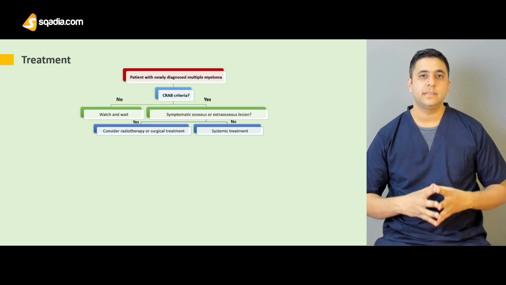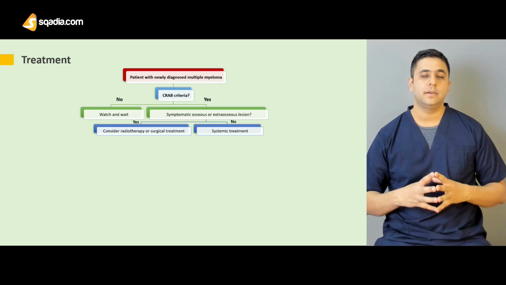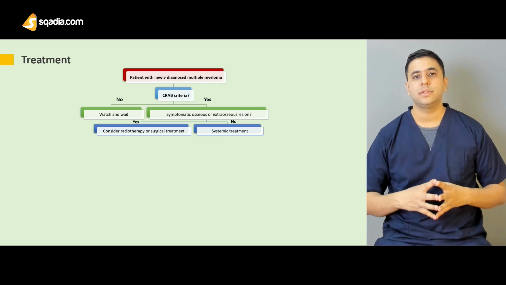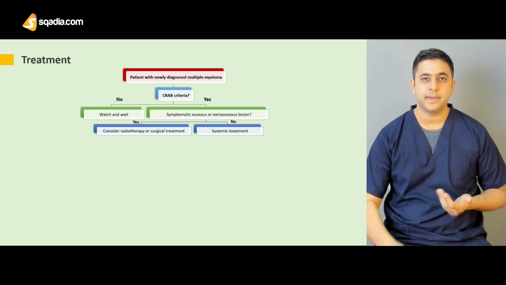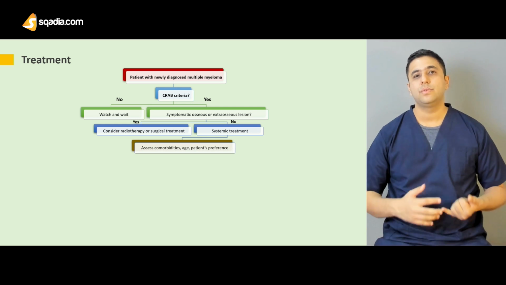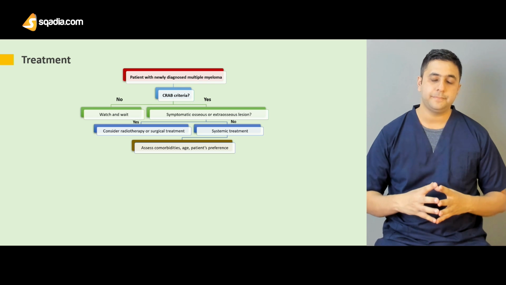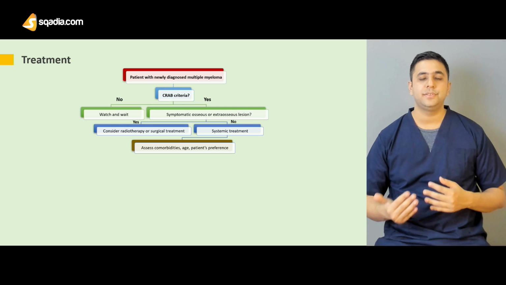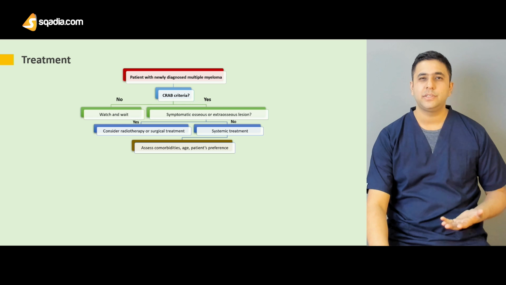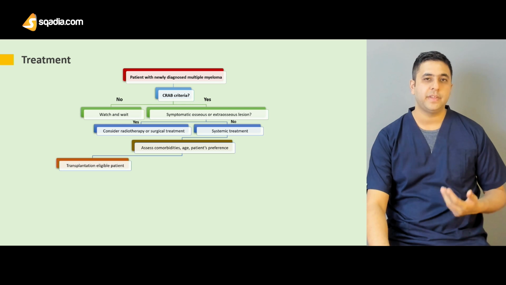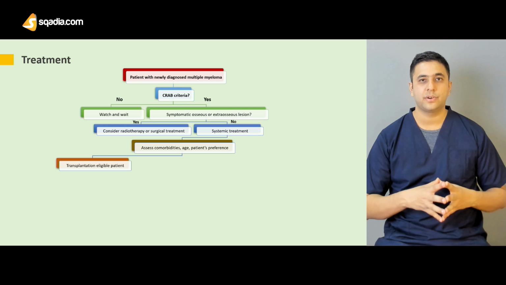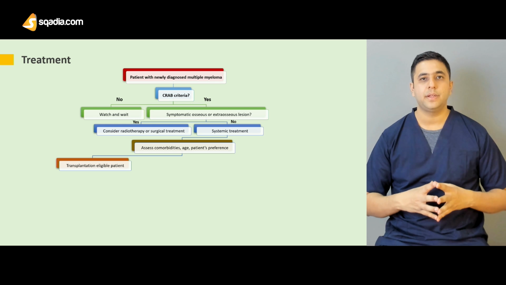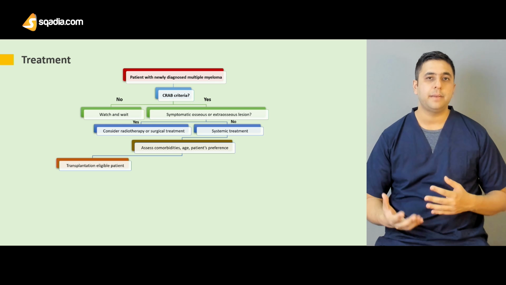If there is no localized problem and the symptomatology is involving the whole body, then we have to go through the systemic treatment. In that case, we have to look at the various factors. We have to assess the comorbidities of the patient, the age, and the patient's preference in the treatment. Now, if the patient is young and healthy, there are no other comorbidities, and we have found a suitable donor and the patient is eligible for transplant, then transplant can be curative in these patients, especially if we have found a good donor for the bone marrow stem cell transplant.